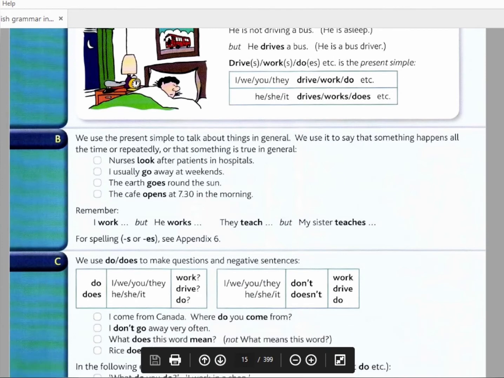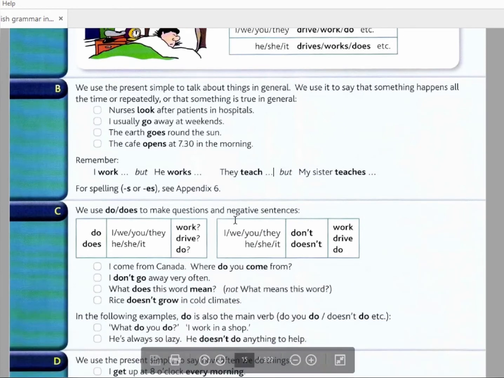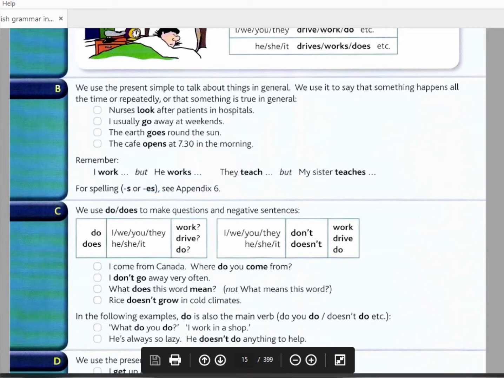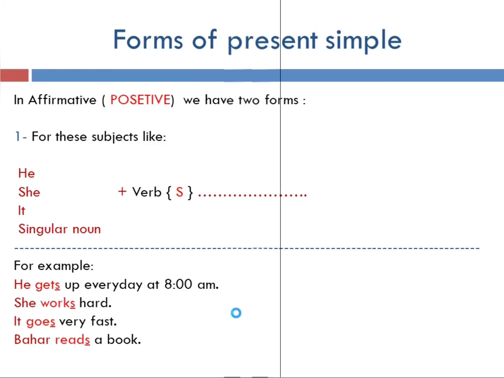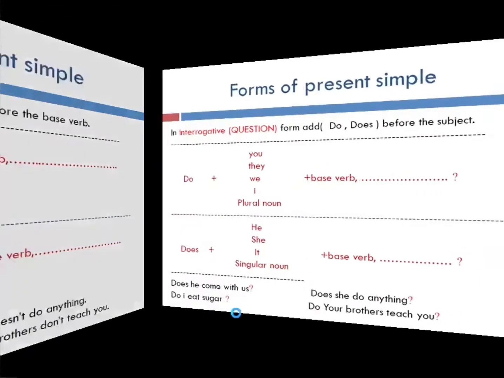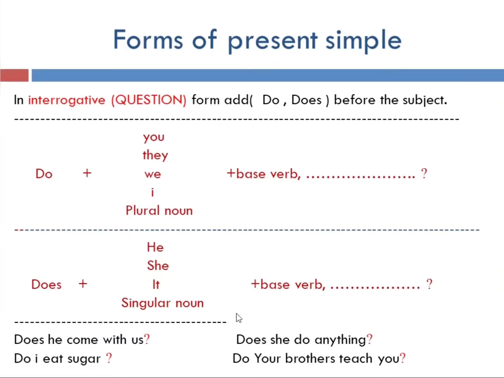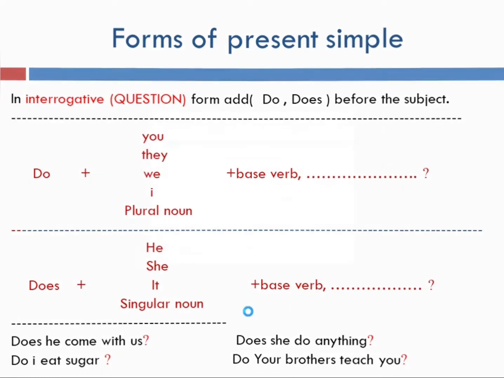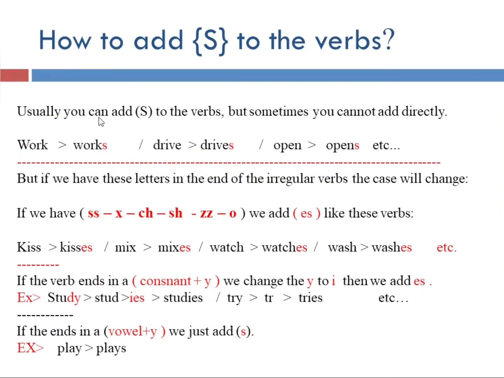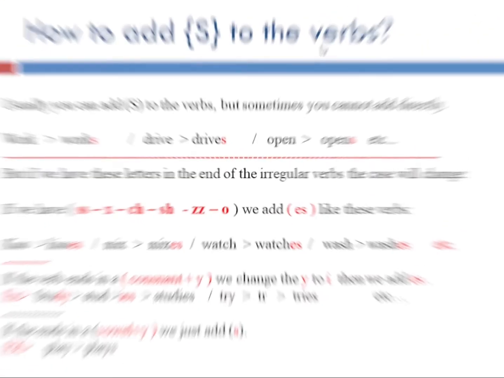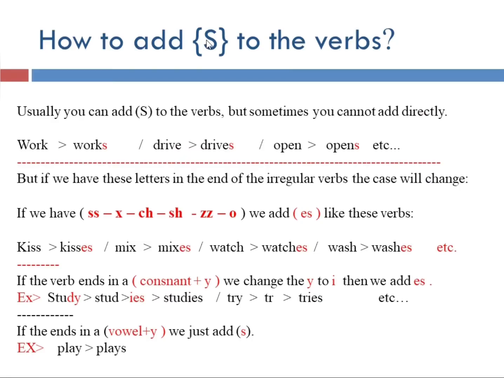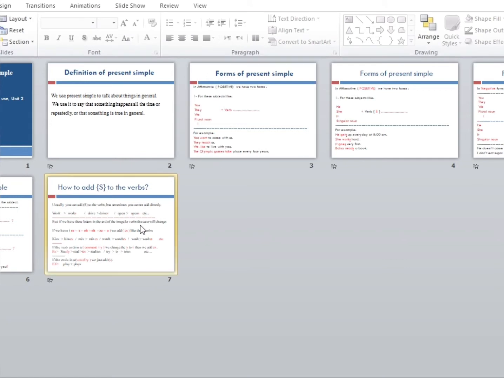So let's scroll down. About adding this s, let's see this slide on how to add s. Then we will learn the interrogative and the negative form of present simple. How to add s to the verbs. How to add third person singular. I'm sorry about that one.